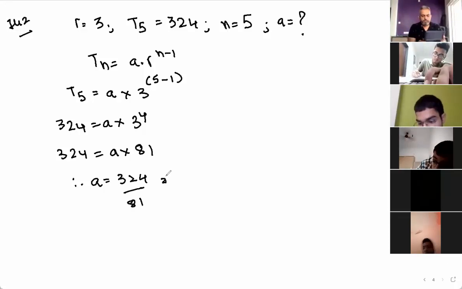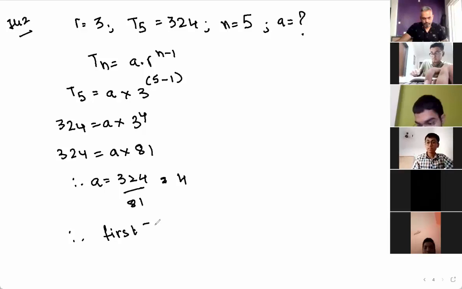Check it out. Which comes to 4. Therefore, first term is equal to 4. Answer.